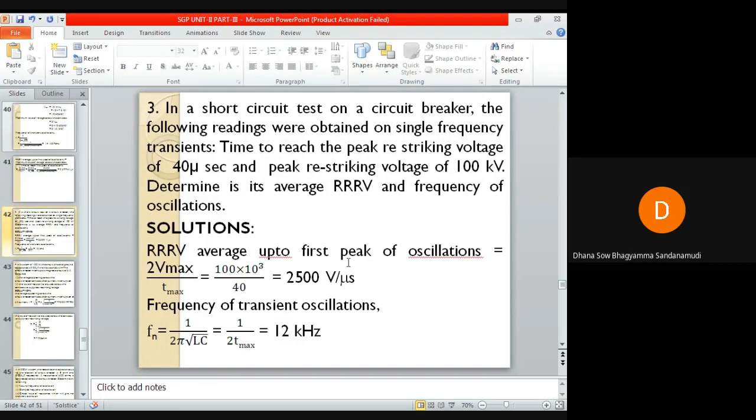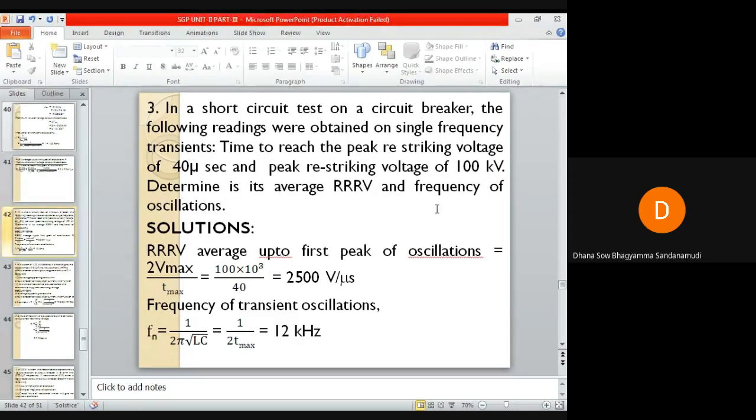And the frequency of transient oscillations is 1 by 2 pi root LC. So what is pi root LC? Pi root LC is T max, the time to reach the peak restriking voltage. See, this problem is very small, but only if you carefully read the question will you be able to solve it. So 1 by 2 into T max is 12 kilohertz you will get. It's a very simple problem.